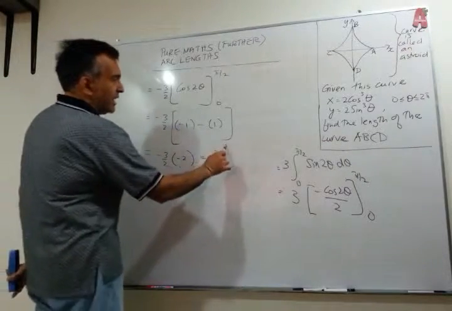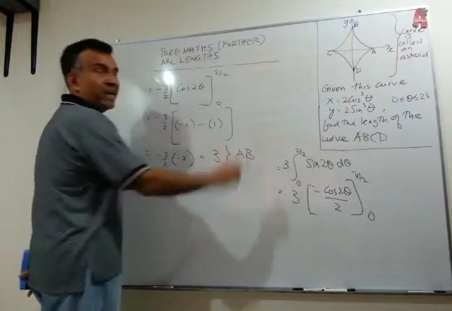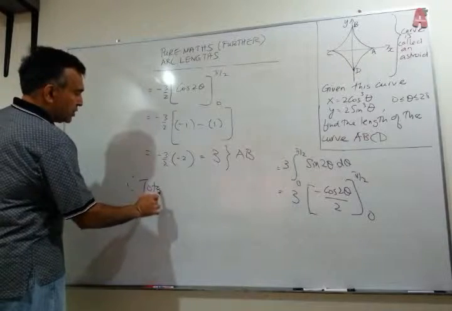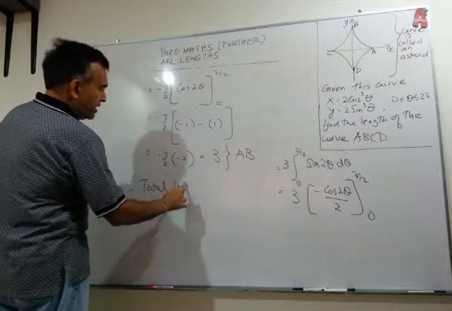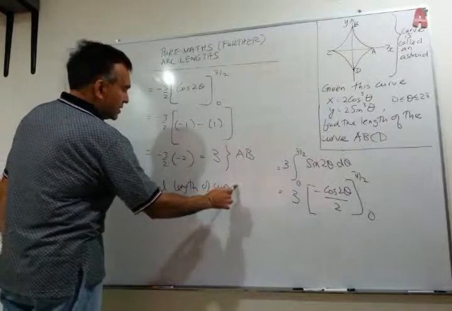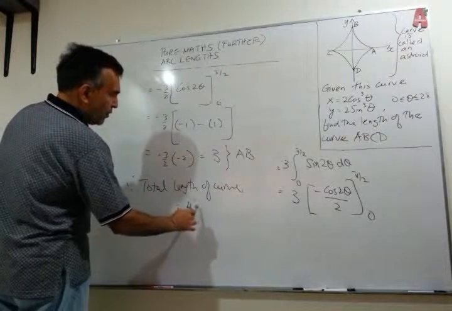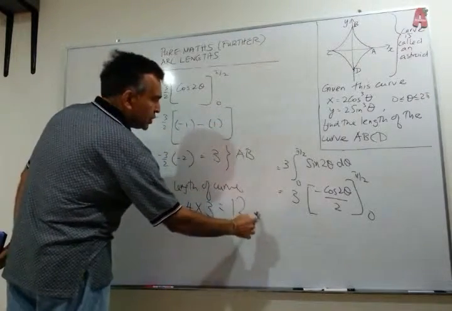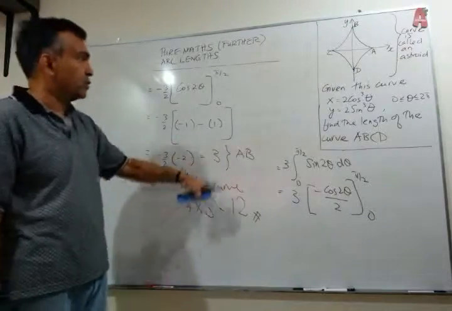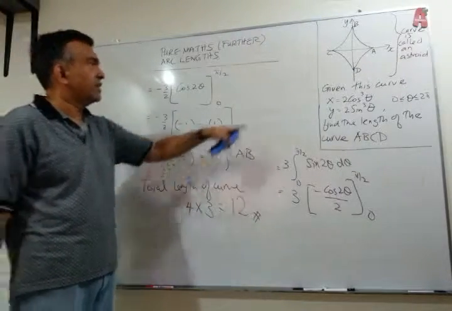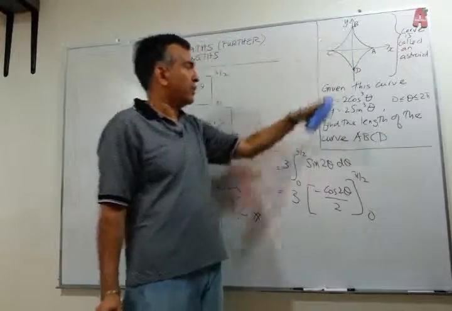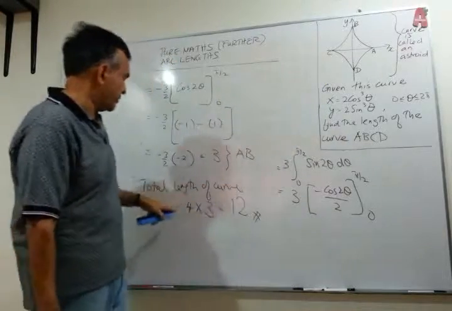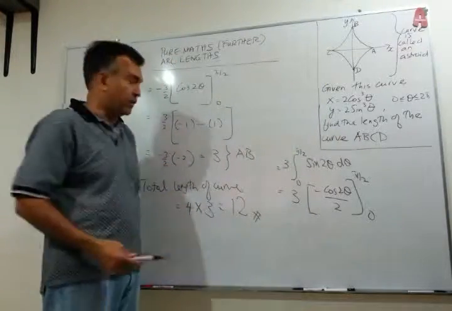So this is the length of AB, the arc length AB. Therefore, the total length of the curve will be equal to 4 times the first piece, and your final answer is 12 units. Don't forget to multiply by 4 because you have worked out the length AB. They want the length of the curve ABCD, the perimeter of this curve, and so we have 4 times 3, we have 12 units, and we are done.